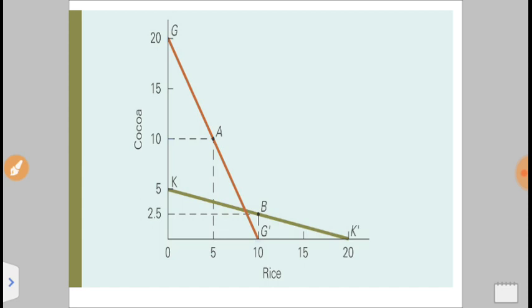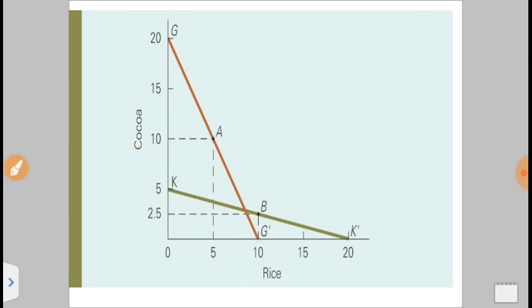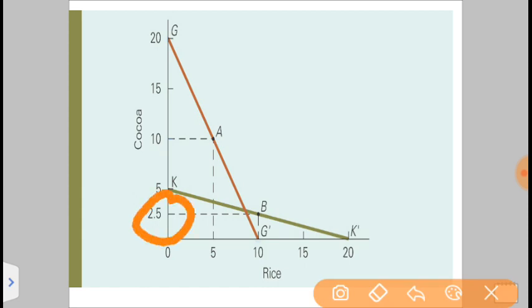Now check the production of country A. Country A can produce 10 units of cocoa or 5 units of rice, by using all the resources. Now we can check the example of country B. Country B can produce 2.5 units of cocoa or 10 units of rice. So between these two, it has to choose which one to produce. This applies to country A also.